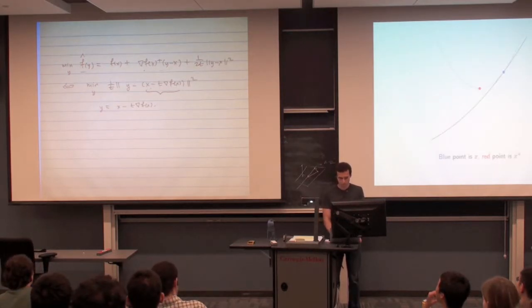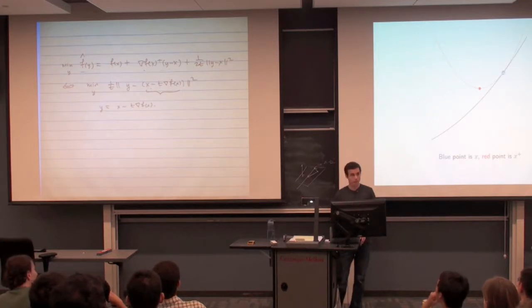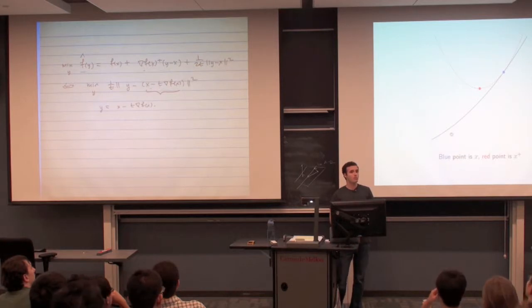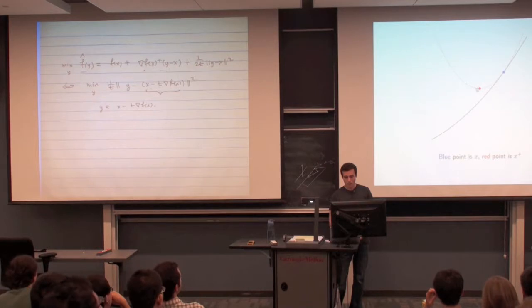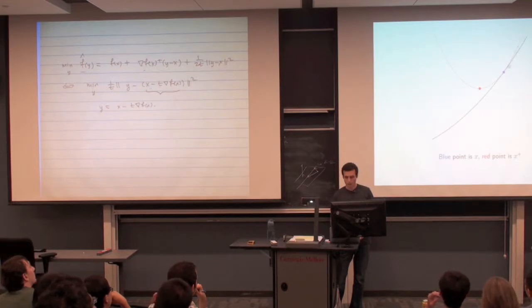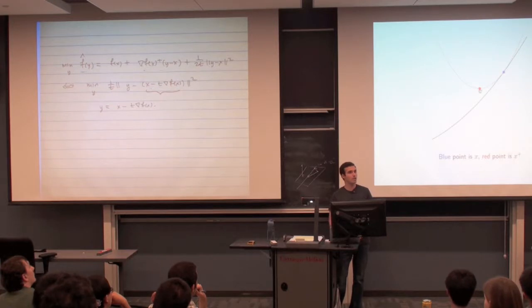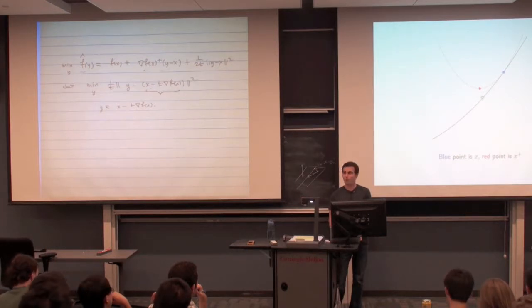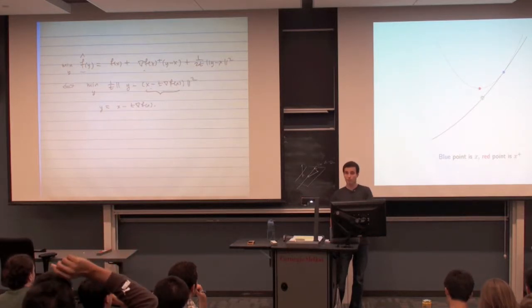So here's a picture of that. Let's suppose this solid line is our true function, and this dotted line is our quadratic approximation, and our current iterate is the blue point. So what we do is we make a quadratic approximation around x, and we minimize that quadratic approximation. That takes us to our next gradient step. So we would have chosen this red point. Are there any questions about that? Is that clear?